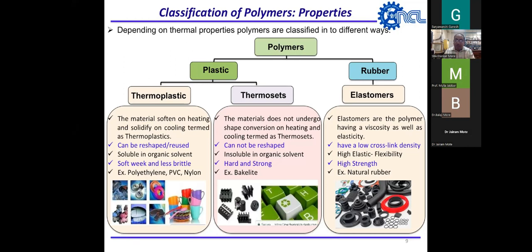A typical example of this is our switches, like Bakelite switches. And another class is elastomers. Elastomers are polymers having viscosity as well as elasticity. So our natural rubber is in this category, which has a very low cross-link density, high elastic flexibility, and high strength. So these are the typical classifications of polymers based on origin, structure, and properties.